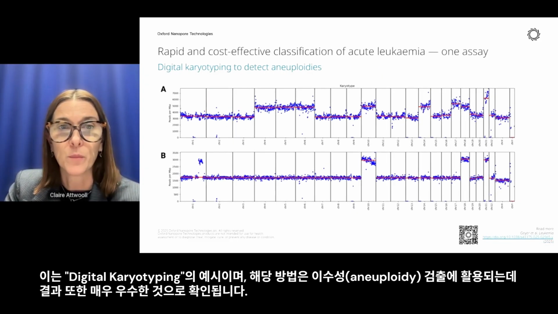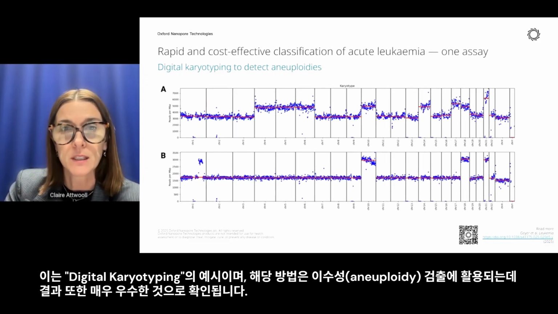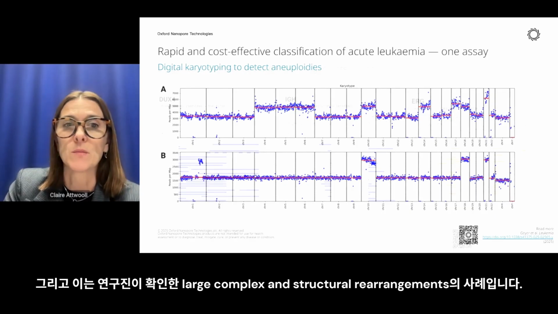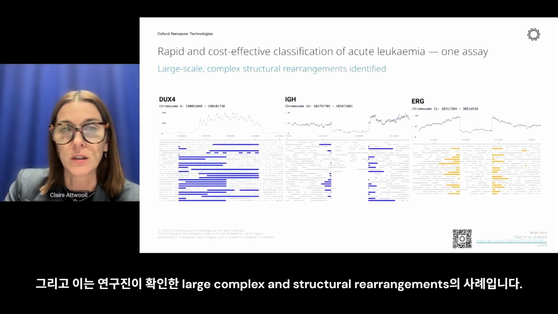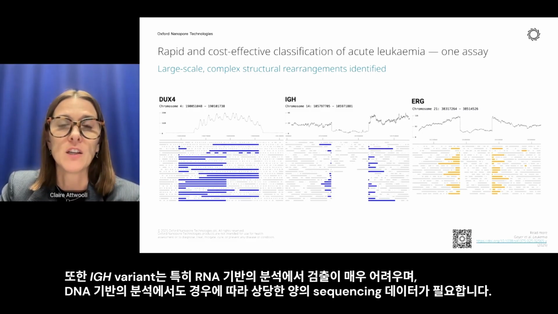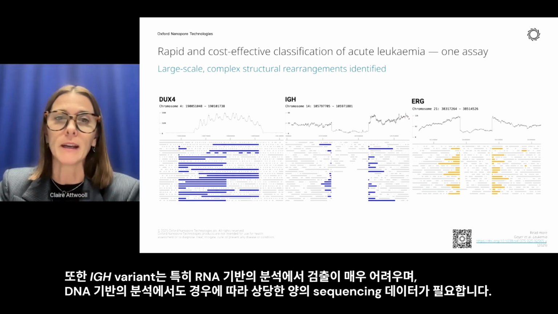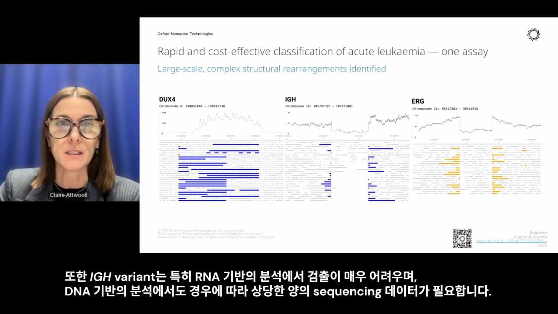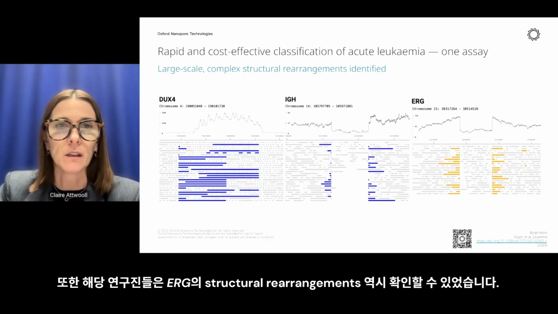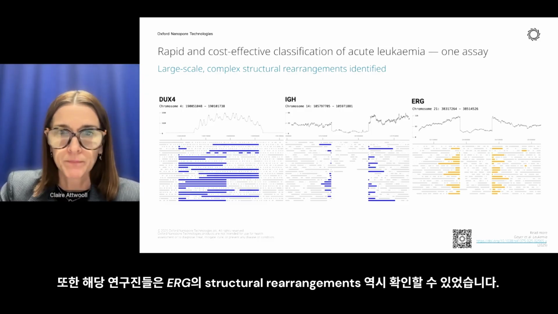This is just an example of what that digital karyotype looks like. So they're using it to detect aneuploidies. It looks really great. And then these are some examples of some of the large, complex structural rearrangements that they've found. And I'm sure many of you know that DUX4 can be incredibly challenging. IGH rearrangements are very hard to detect, certainly by RNA, and take a lot of sequencing to detect by DNA sometimes. And then they were also able to find these ERG structural rearrangements.